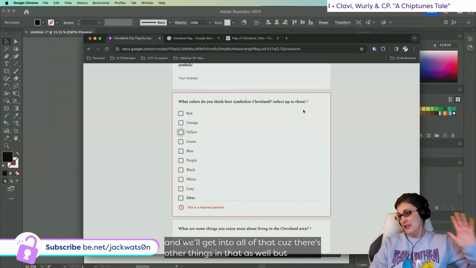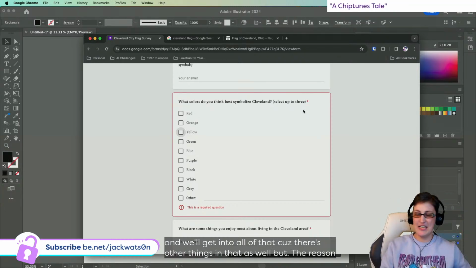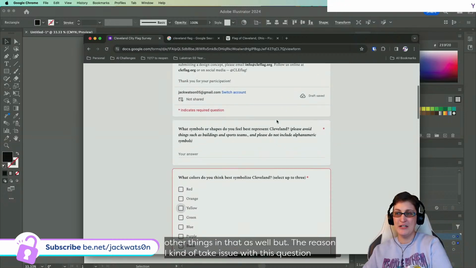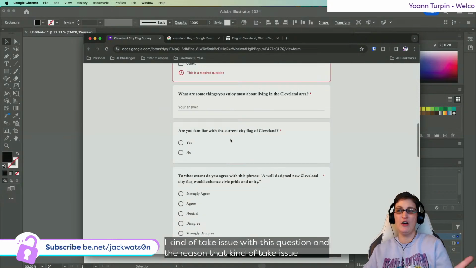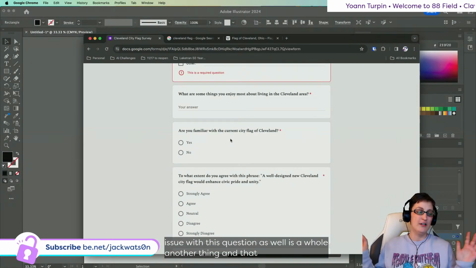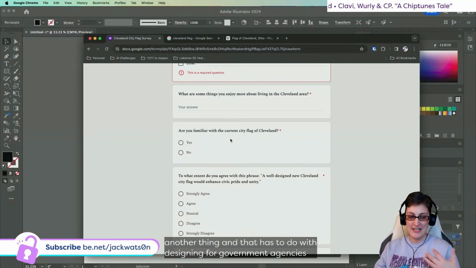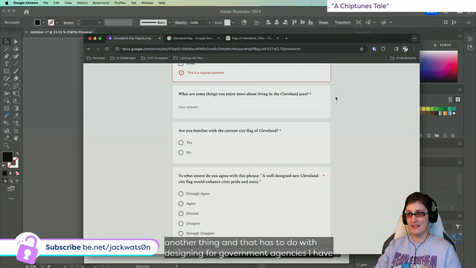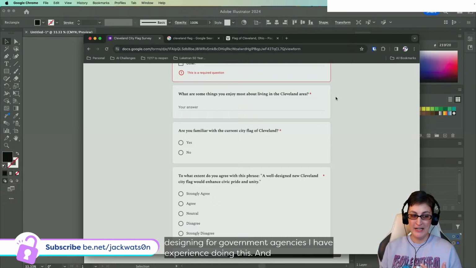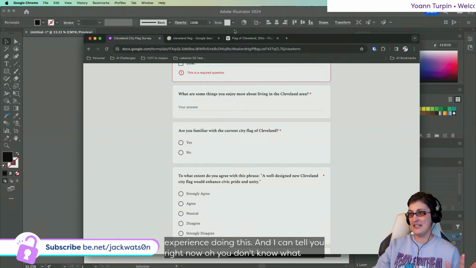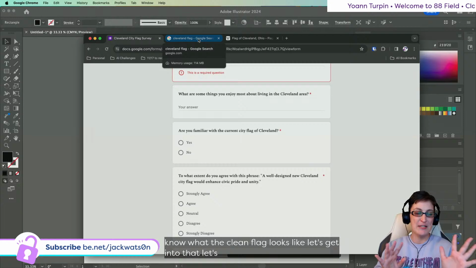But the reason I take issue with this question, and with this question as well, is a whole other thing, and that has to do with designing for government agencies. Now, like I said, I have experience doing this, and I can tell you right now, oh, you don't know what the Cleveland flag looks like. Let's get into that. Too many things I want to talk about.